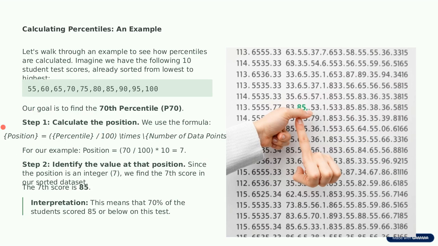So let's go step by step here. The first step is to calculate the position of the 70th percentile. We are saying that there are 10 test scores here. To find the 70th percentile, first we have to check the position. Don't forget that the scores have been arranged from the lowest to the highest. The next thing to do is to calculate the position, and that's very simple. The percentile in this case is 70, divided by 100, times the number of data points. Here we have 10 data points.